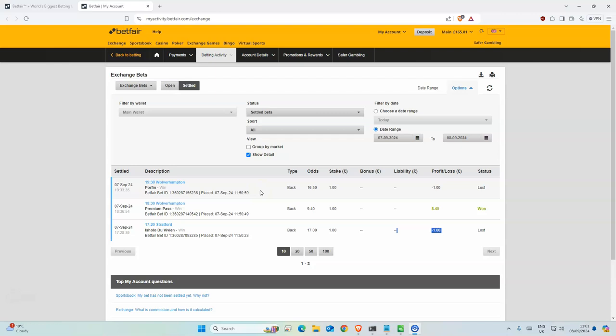Okay, so today we have two selections, but before we get to them, let's look at how we did yesterday. We had four selections, but one of them was a non-runner. This one, I don't know how to say his name, but he was second. The odds were really good, would have been nice if he won, but yeah. Premium pass won, good odds. So we had 8.4 profit overall.